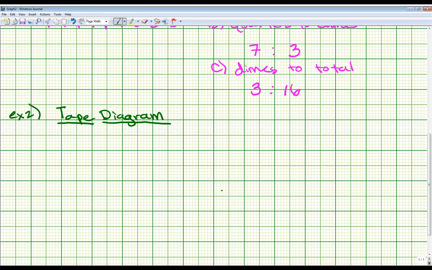The question says, the ratio of your monthly allowance to your friend's monthly allowance is 5 to 3. The monthly allowances total $40. How much is each allowance? So when it says the allowance ratio is 5 to 3, it doesn't mean that one person gets $5 and one person gets $3. That just means for every $5 somebody gets, the other person gets $3. So we're going to use a tape diagram to solve this.